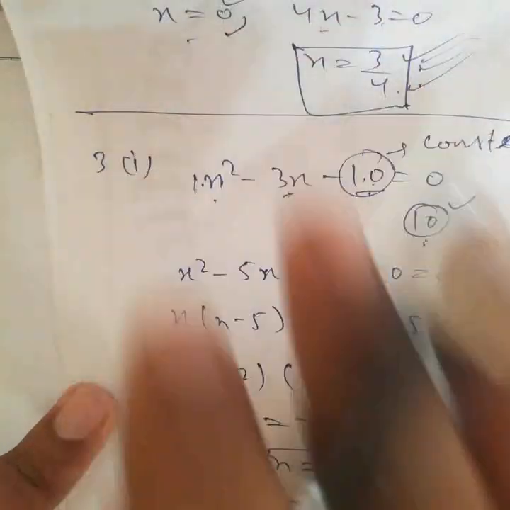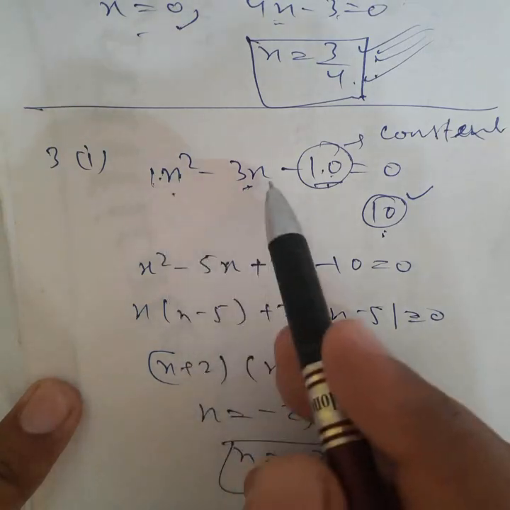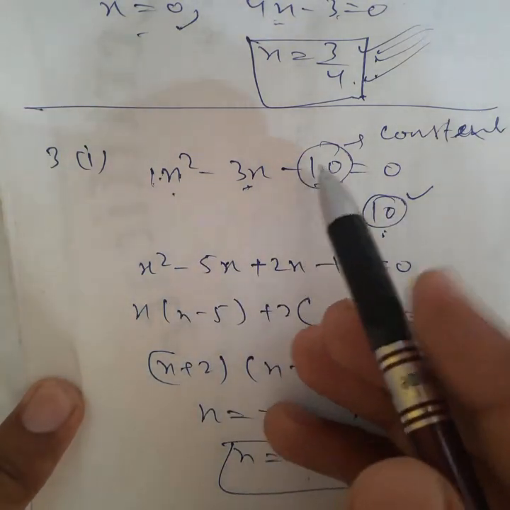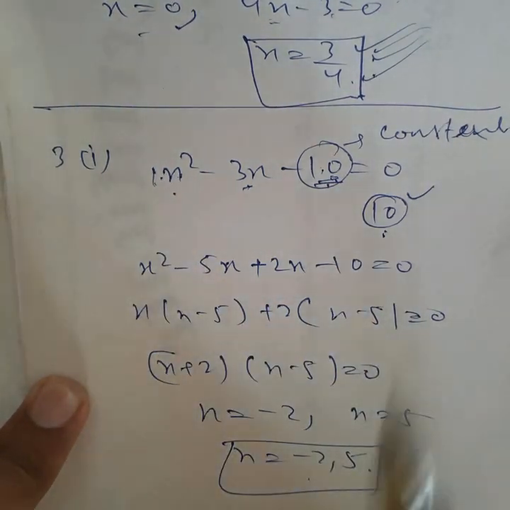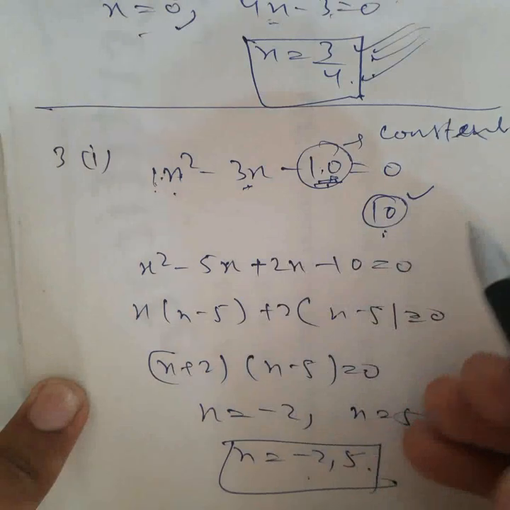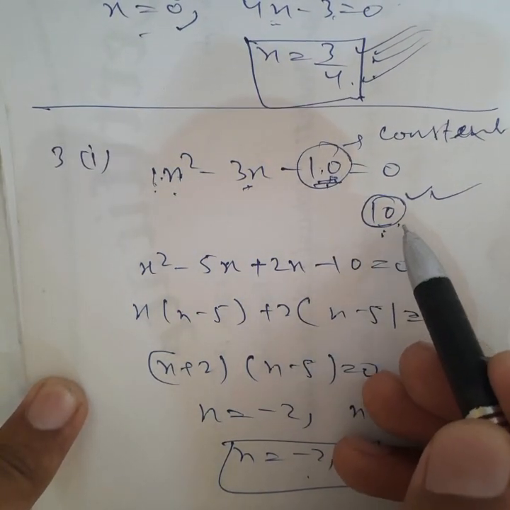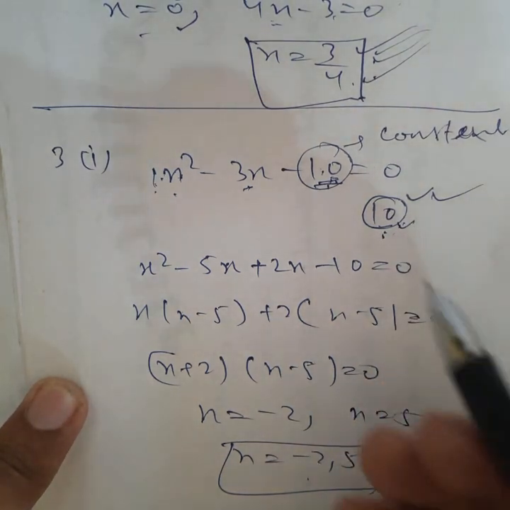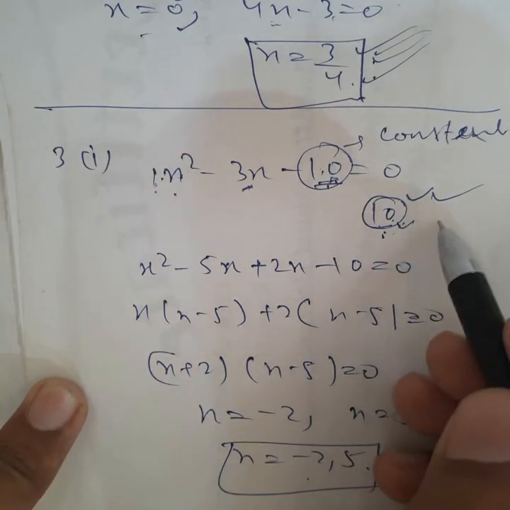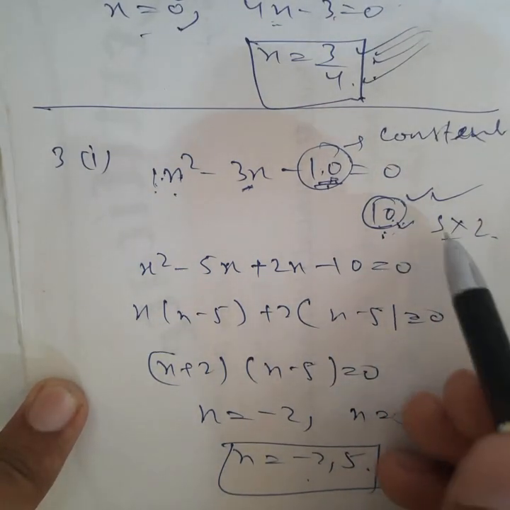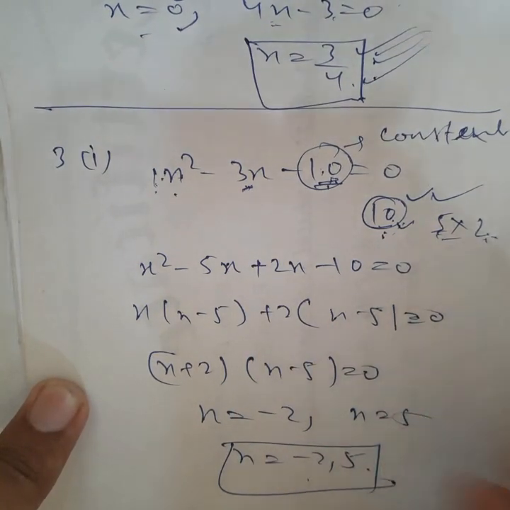Now let's move to another question, part 1 of question number 3, which is x square minus 3x minus 10 is equal to 0. So this 10 is called the constant term and the coefficient of x square is 1. Now multiplying this constant term by 1, we will get 10. Now you have to break 10 into two such parts whose multiplication is 10 and whose addition or subtraction is 3. So we can break 10 into two parts such as 5 into 2. So 5 minus 2 will result in 3 and 5 times 2 will be equal to 10.